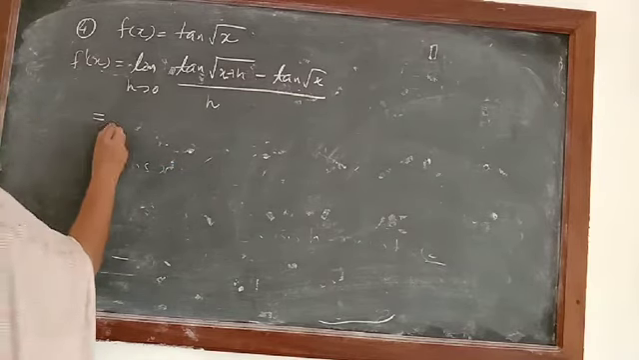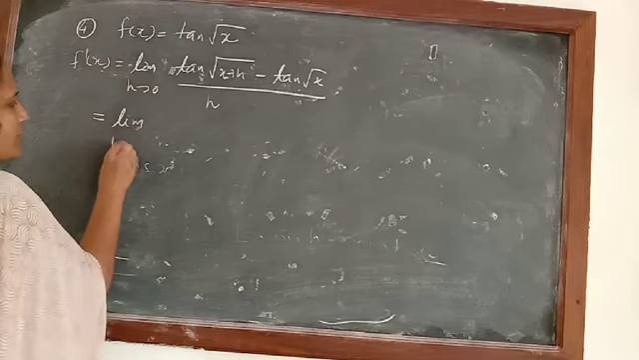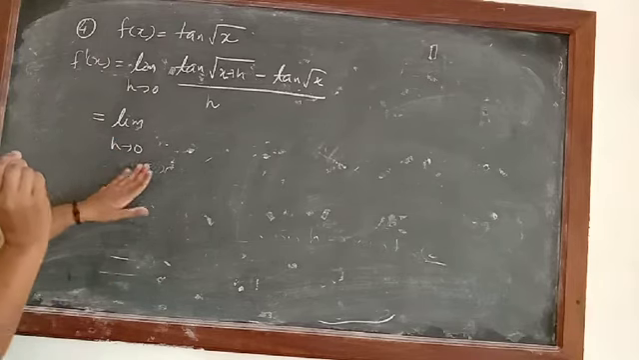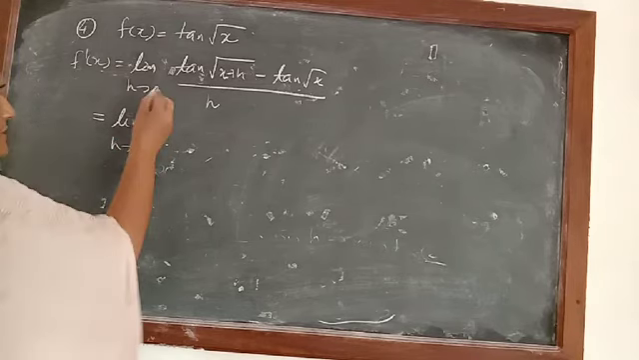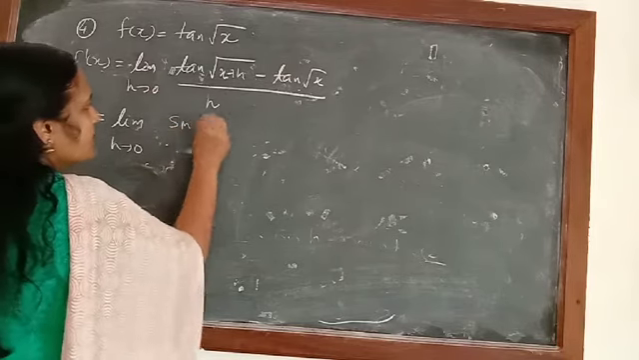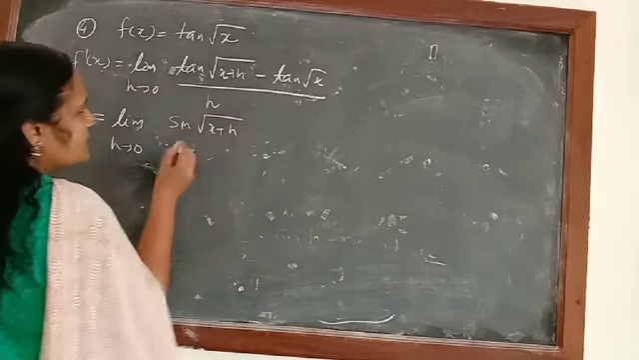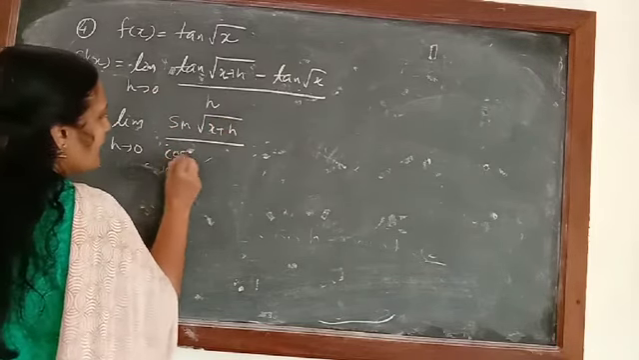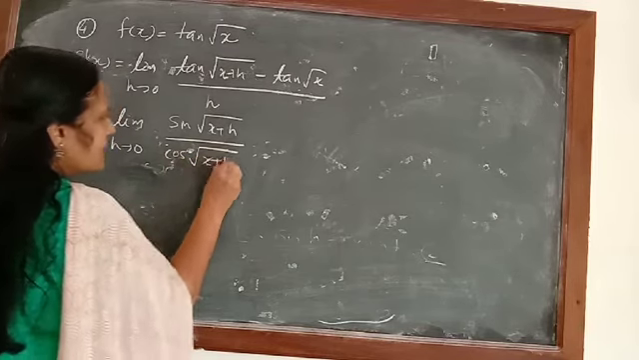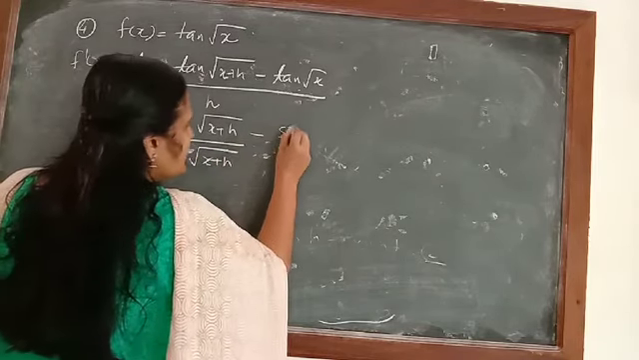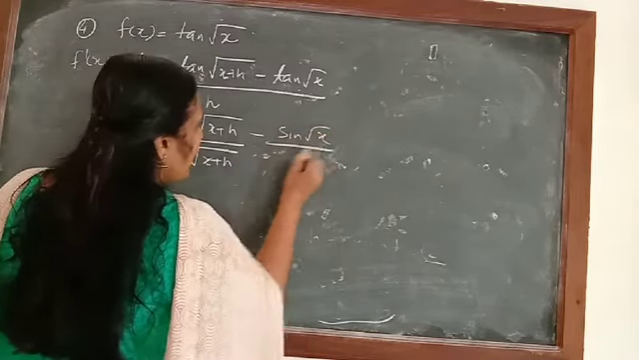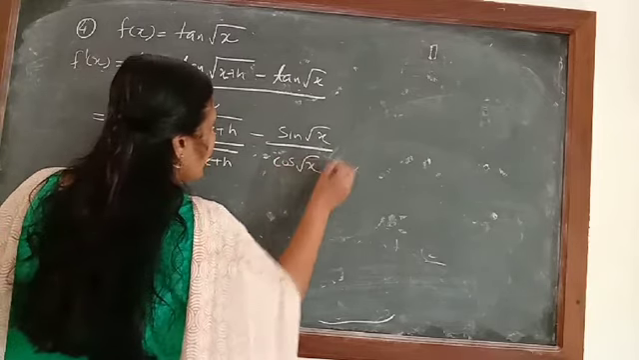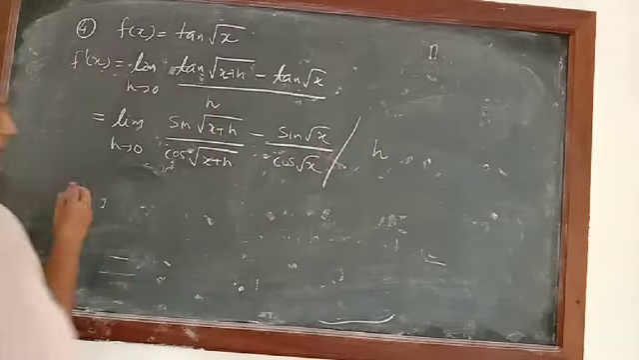Now we can check how we can simplify it. Limit h tends to 0. Can I rewrite in terms of sine and cos? Okay, so it can be written as sine root x plus h by cos root x plus h minus sine root x by cos root x whole divided by h.